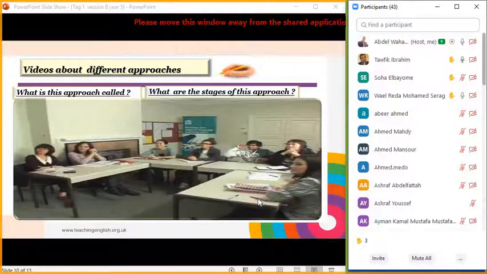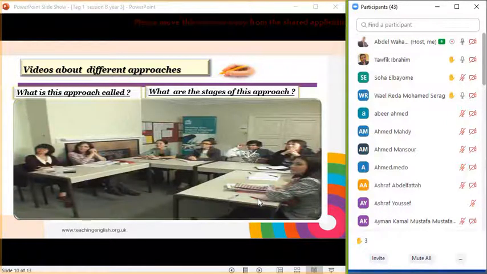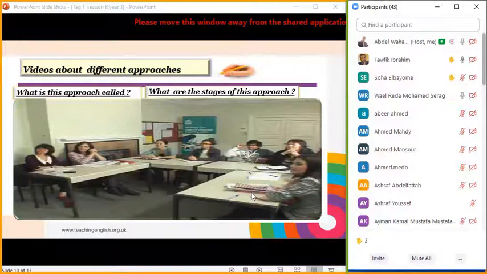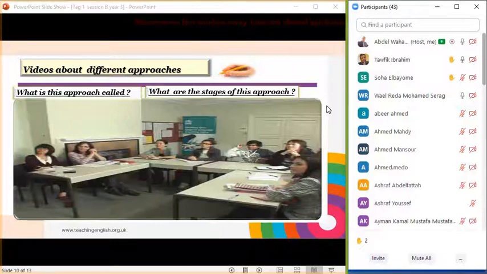I think it's a 3P's approach. Okay. What are the stages? Do you think the teacher gives instructions? The teacher presents the lesson or the task. Then he asks students to give sentences. After that, he asks students to say sentences or to make sentences.